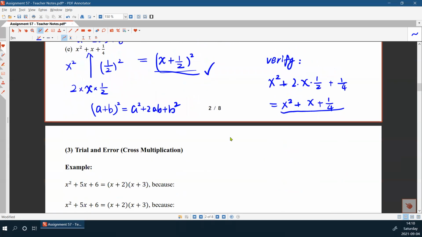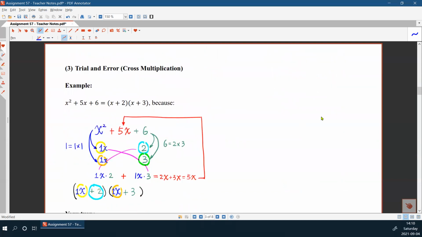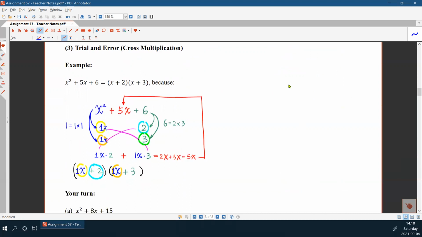No? Okay, let's see the next technique, which is called trial and error, also known as cross multiplication. First, let's have a look at the example. Suppose we have a quadratic like this, x squared plus 5x plus 6. Usually this can be factored to x plus a times x plus b, right?